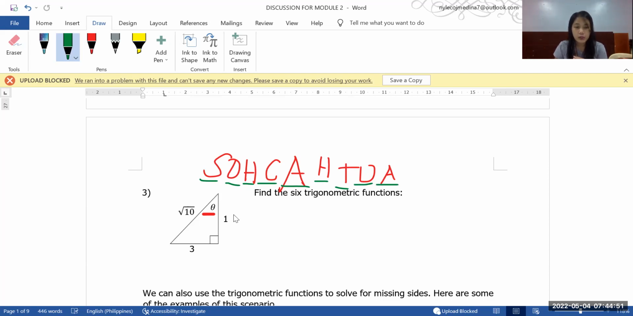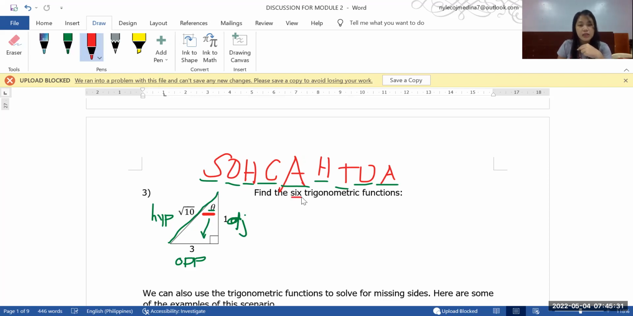Now, if I'm going to ask you, which do you think is your opposite? Since this is your angle, the opposite is the one across. So our opposite is 3. Now, I said earlier that your hypotenuse is always the slanting one. So this is your hypotenuse. This side is square root of 10. And the adjacent is 1. Now, we are ready to find the values of your trigonometric functions.